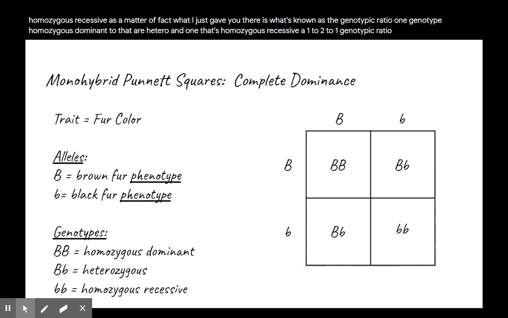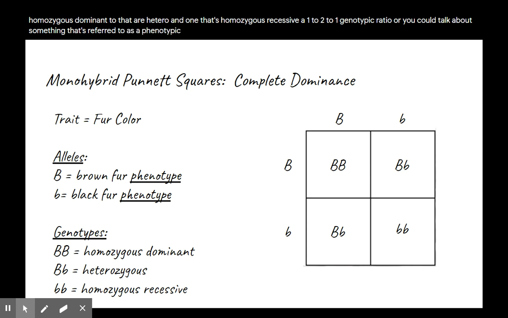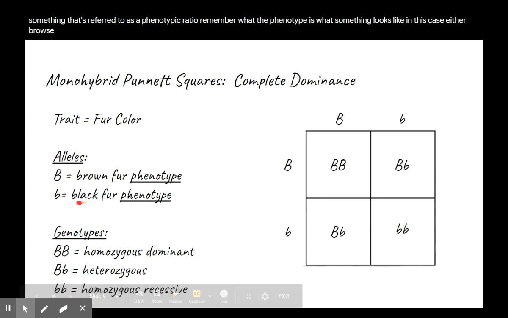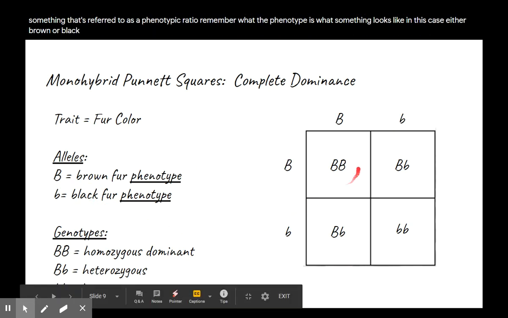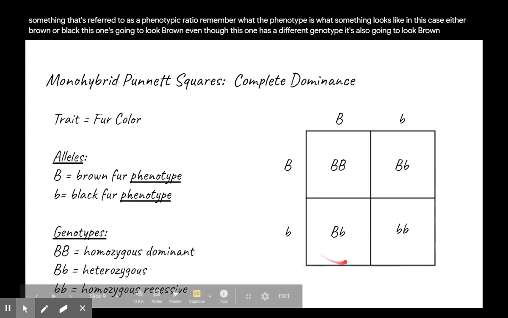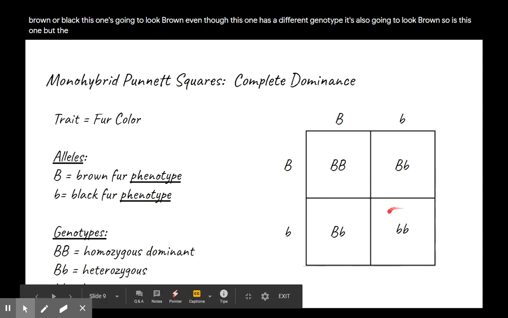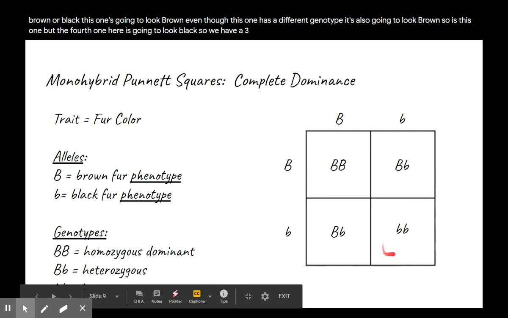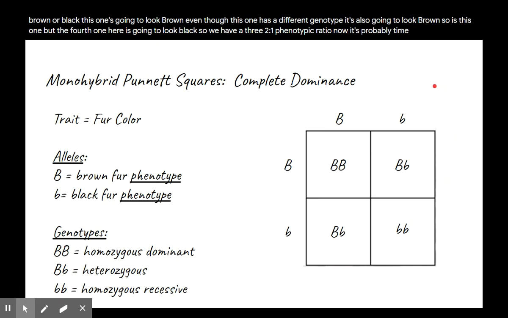Or you could talk about something that's referred to as a phenotypic ratio. Remember what the phenotype is, what something looks like. In this case, either brown or black. This one's going to look brown. Even though this one has a different genotype, it's also going to look brown. So is this one. But the fourth one here is going to look black. So we have a 3 to 1 phenotypic ratio. Now it's probably time for some practice.